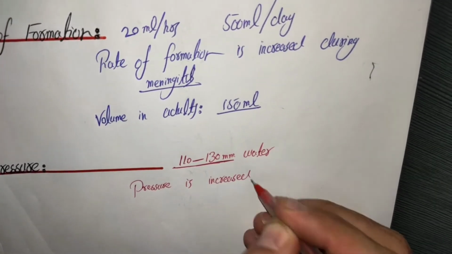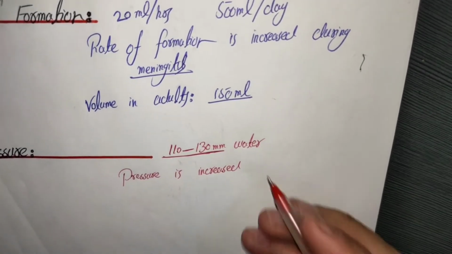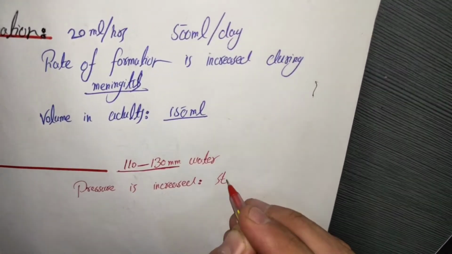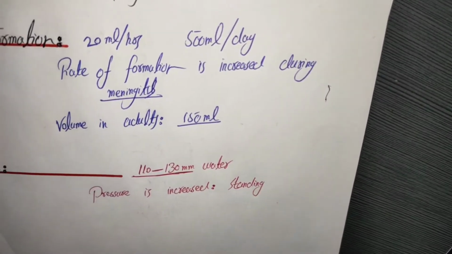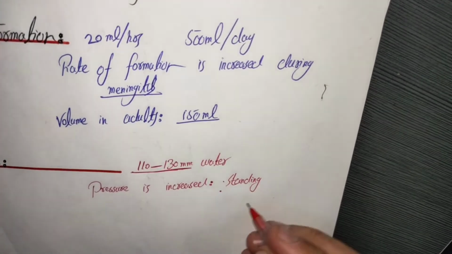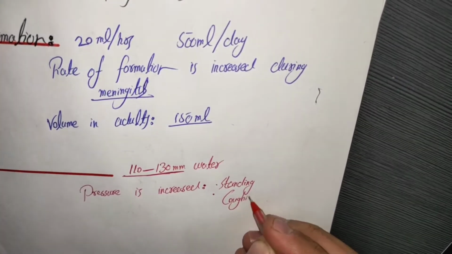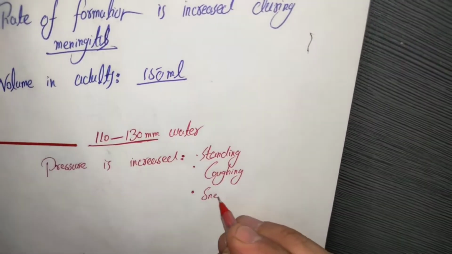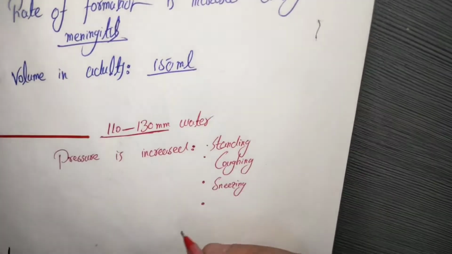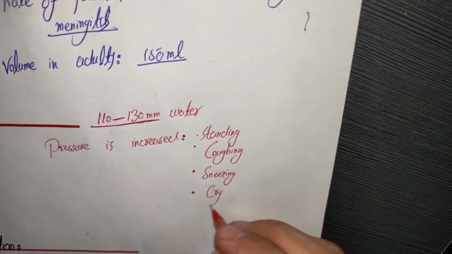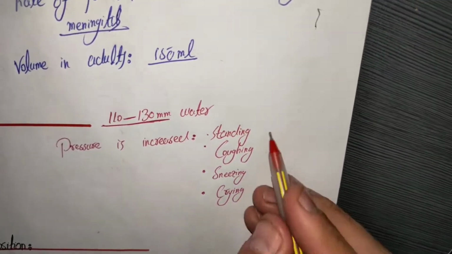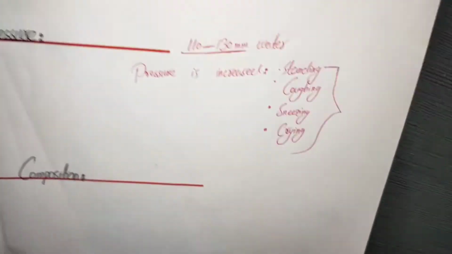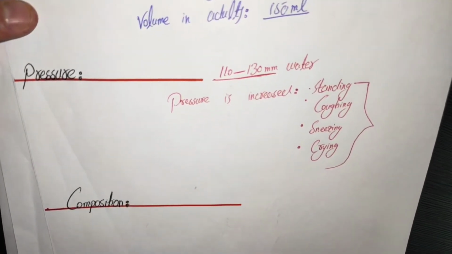This is its normal pressure, and this pressure is increased when we are in a standing position. It might increase from 110 to 130 to about 140. When we are coughing, sneezing, or crying, in these situations this pressure is also increased.